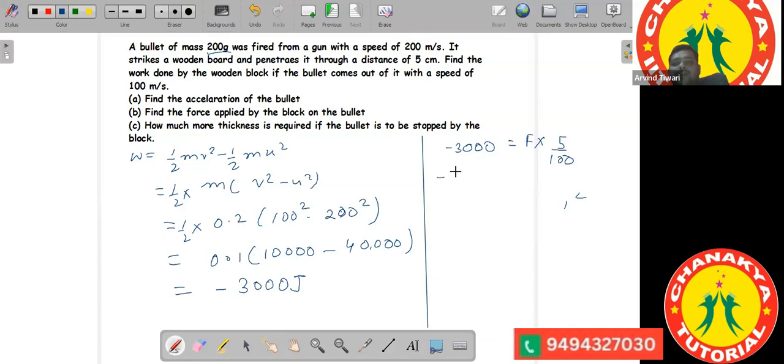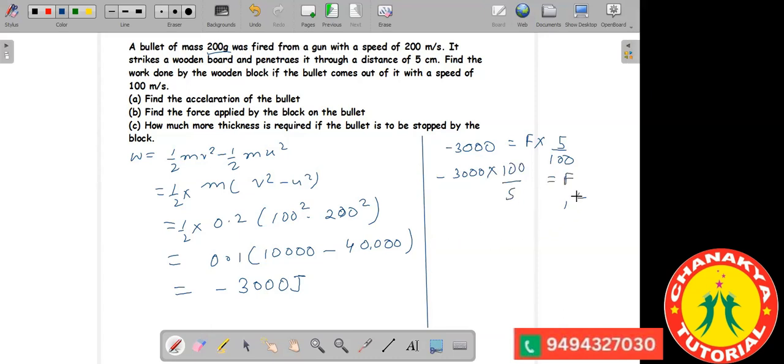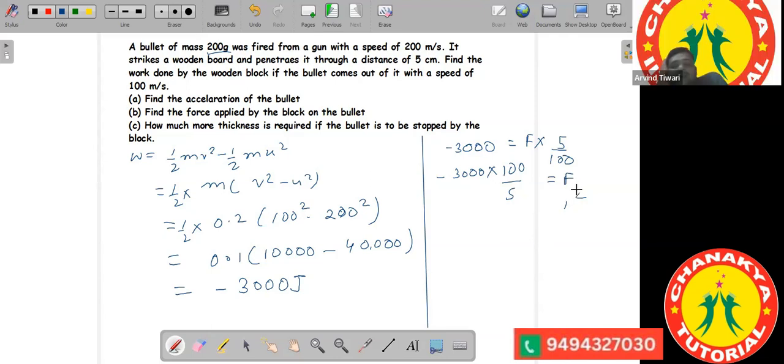This will be minus 3,000 into 100 by 5. That will be the force. So minus again, 1000. If you put force equals mass into acceleration, you'll get your answer. So this will be minus 3,000 into 20 will be equal to mass times acceleration. So just by putting the value, you can get your answer.